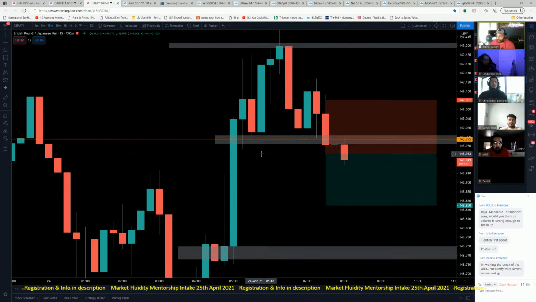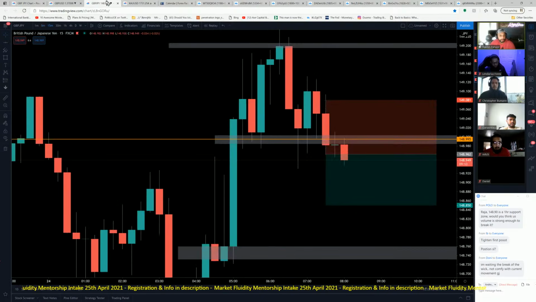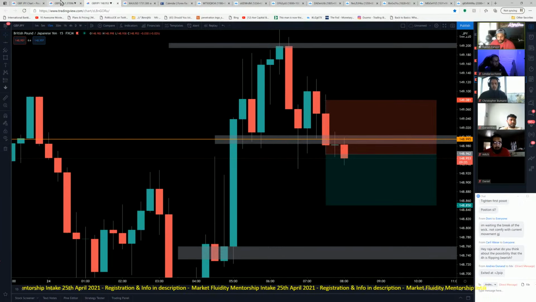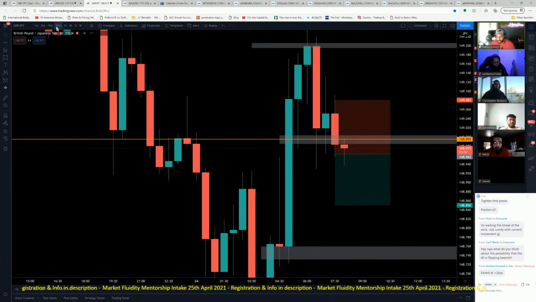Rakeel, did you add the risk back on? Yes. What do you think about the possibility that the 4R is flipping bearish? Yeah, that could happen too. But for that to happen again, we need to break these levels over here.